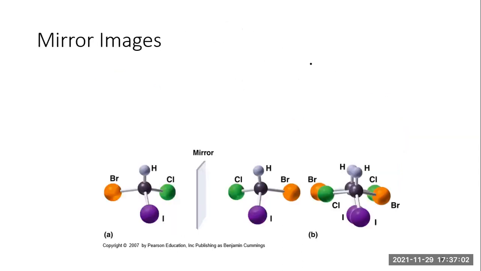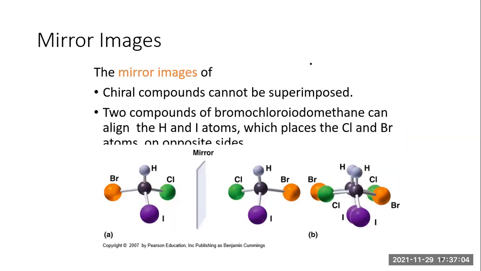If we look at our mirror images, chiral molecules cannot be superimposed on their mirror image. Looking at this one on the bottom, the black circle is a carbon, and it has 1, 2, 3, 4 different groups attached to it. When you put it up in front of a mirror, the hydrogen reflects there, chlorine comes to the front, the iodine comes here, and the bromine reflects all the way to the back.